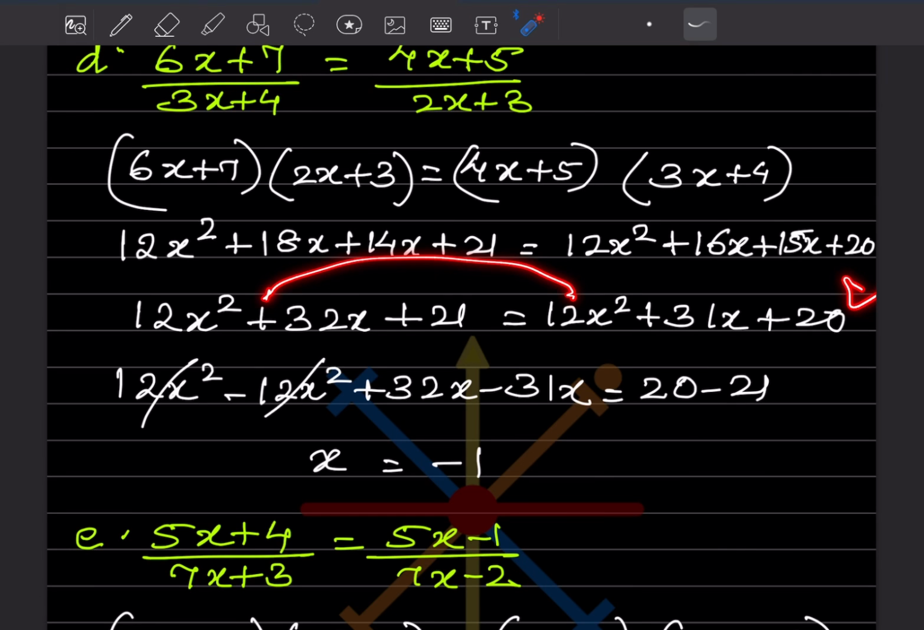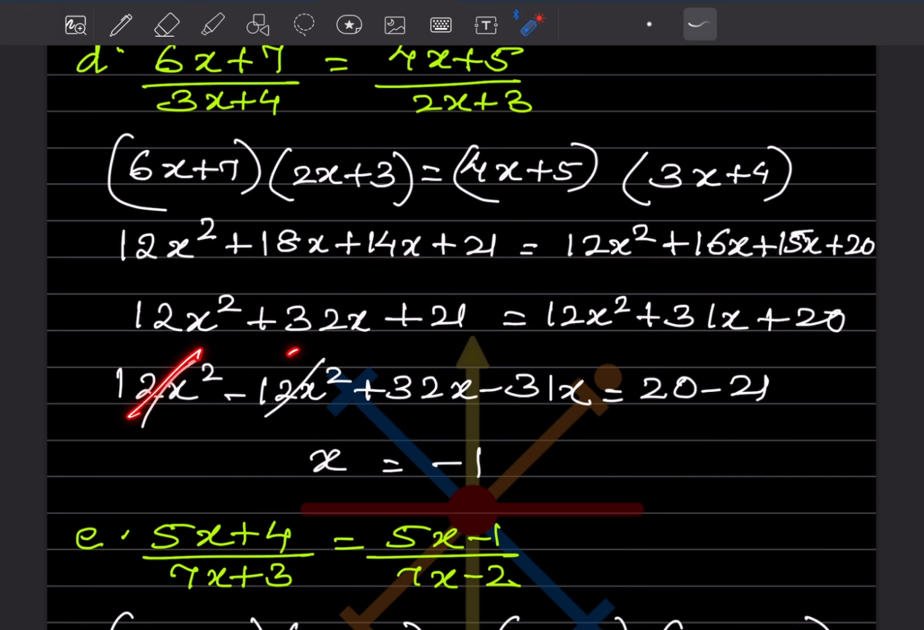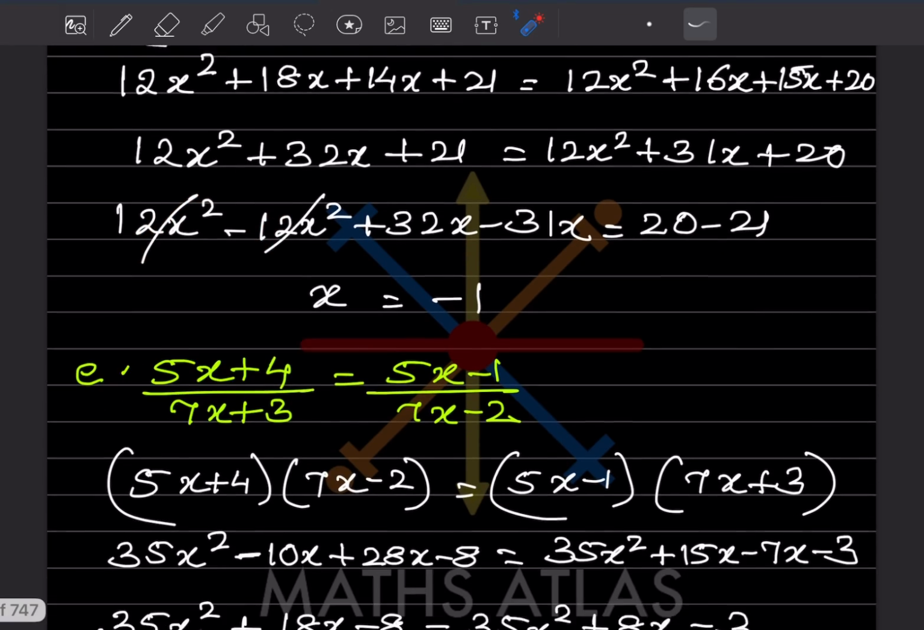Bring this on this side, that will be minus 12x square. This is already the same. Here this is going to be minus 31x. This is the same. This will go on the other side. So that is going to be minus 21. So this and this get cancelled. So x will be minus 1. That will be minus 21 plus 20, which will be minus 1.